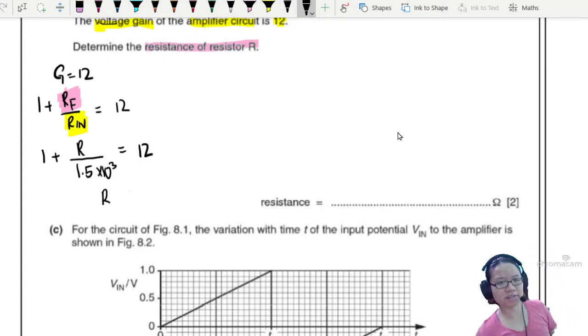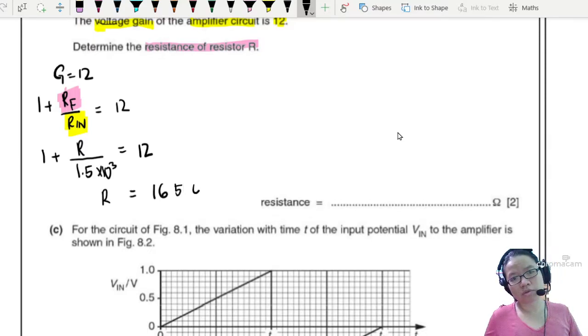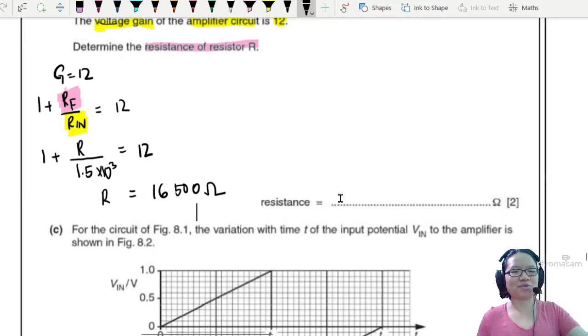To find the value of R, R will be 11 times 1.5 E3. So this is 16.5 kilo ohm, or basically 16500 ohm. Okay, 16500 ohm.